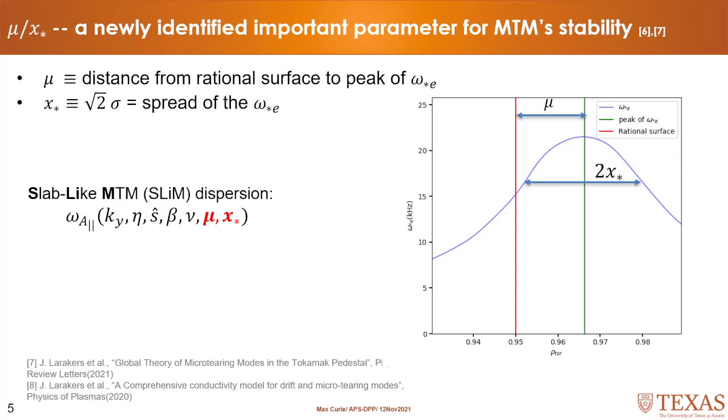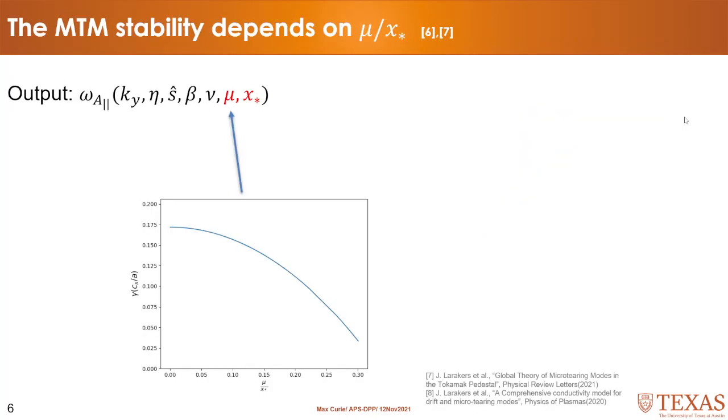The bigger the mu over X star is, the further the rational surface is away from the peak of omega star E. We studied the dependence on such a new parameter. We found that the MTM quickly becomes stable after the rational surface stays away from the peak. As you can see, the growth rate drops almost to 0 at mu over X star of 0.3.